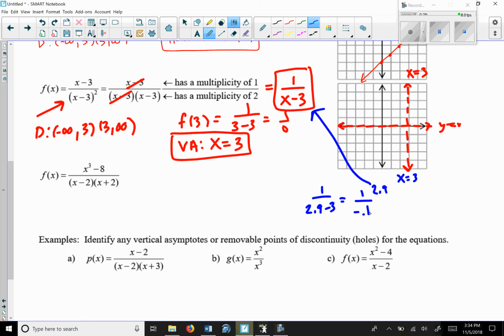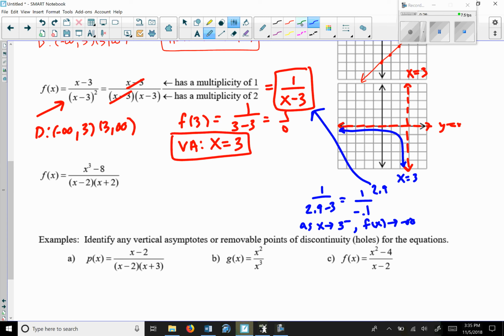So 1 over a very small negative number means that as x approaches 3 from the left side, our y values, or f of x, are going to be going towards negative infinity. So that tells me I'm in the lower region of my graph. And again, we're just drawing a sketch of the graph. So it'd be something like this, and I could also find my y-intercept if I wanted to. To find the y-intercept, I plug 0 in for x, so we get negative 1/3, so that's about right.